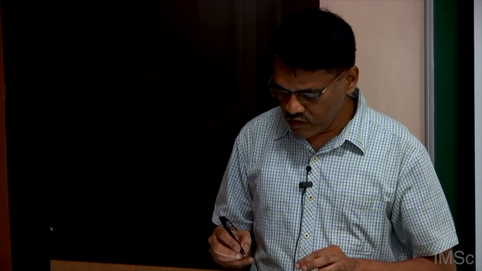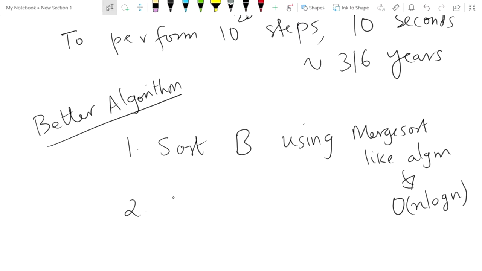Now, so what? How does that help you? We can do a binary search. So now for each element in A, do binary search in B.